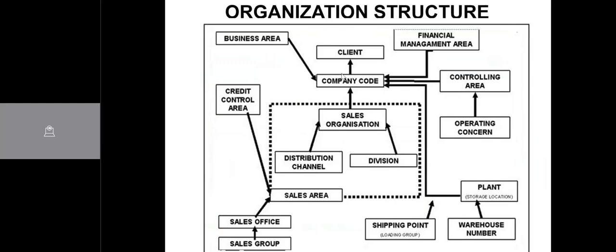And we are integrated with the other modules. So we have company and company code, which is part of the finance module, and business area and credit control area. These are part of finance and controlling, right? And we have plant and storage location, which are part of material management. Plant is the manufacturing unit, and storage location is the warehouse. And shipping point is part of logistics execution, where the shipment process starts, okay? This is the structure where we work together with the different module consultants.